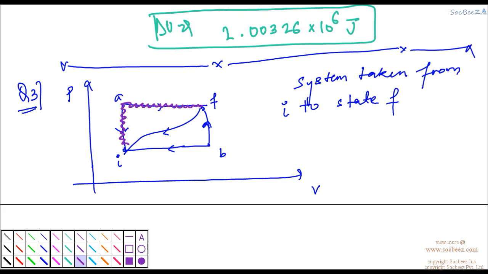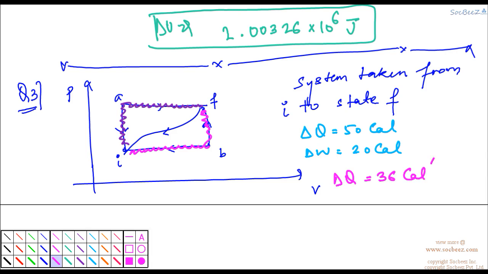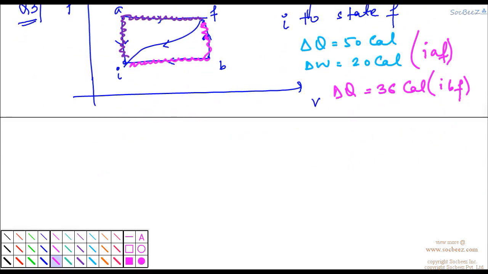Okay, and you found that the delta Q value was 50 calories and the work you did was 20 calories. Okay, along the path, then you went through the path IBF. You found the value as delta Q equals 36 calories. This is for IBF and this is for IAF. So you try to go from one state to another by two different processes.